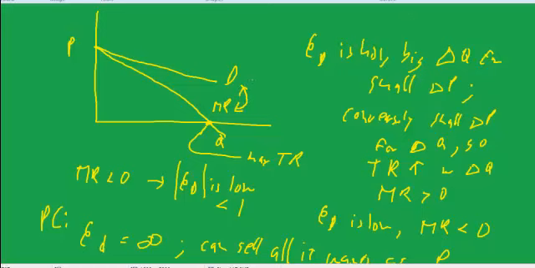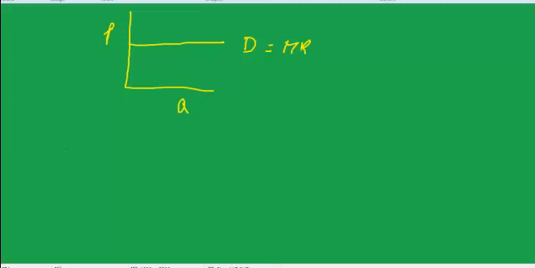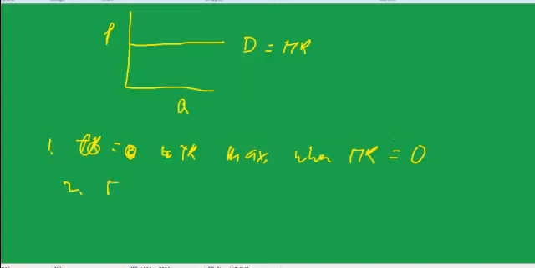So I think that's everything you need to know about demand and marginal revenue. You know that total revenue can equal zero, total revenue is at its maximum when marginal revenue equals zero. You know that marginal revenue is less than price unless perfectly competitive.